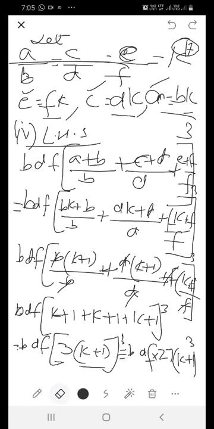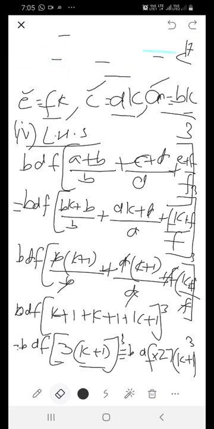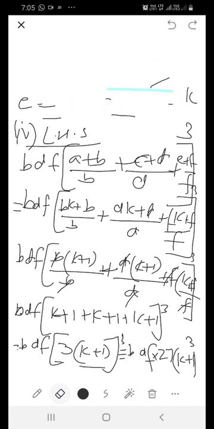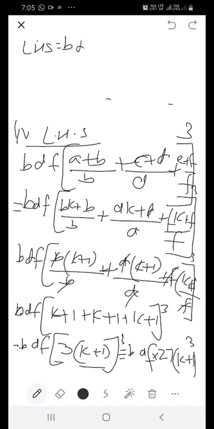So finally, again I am writing your left hand side. Finally what is your left hand side? Your left hand side is BDF into 27 into K plus 1 whole cube.